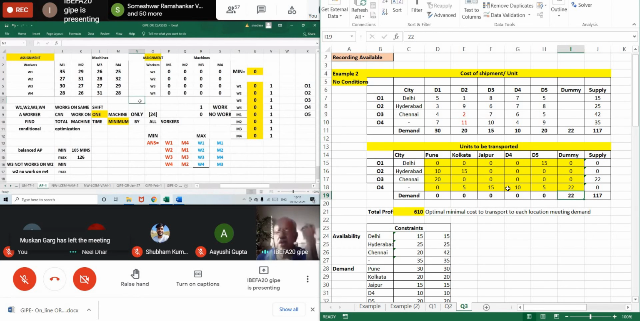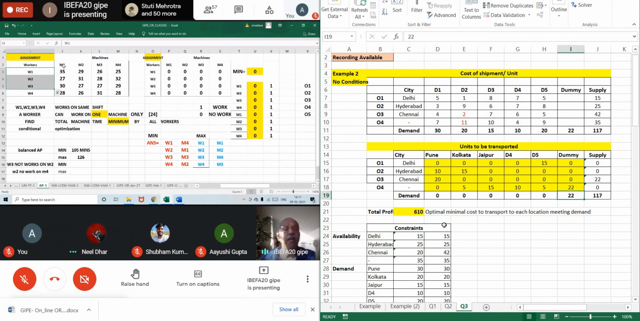Parallel to TP, even unbalanced assignment problem, if there suppose 3 workers are there and 4 machines. So assign the 3 workers to the machine such a way.